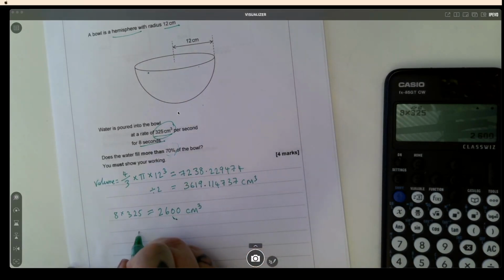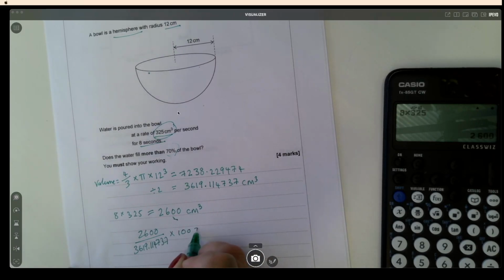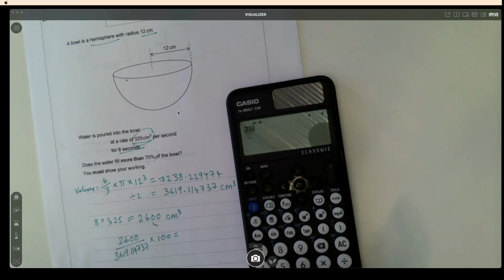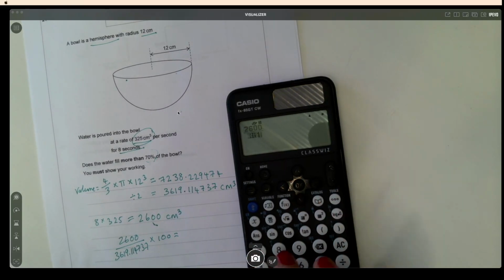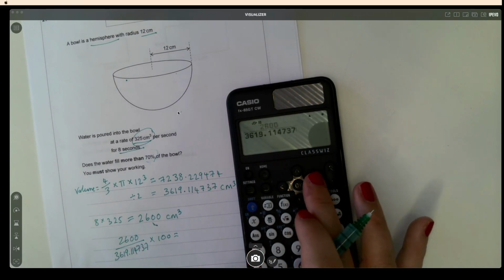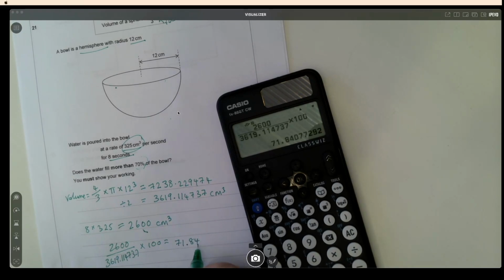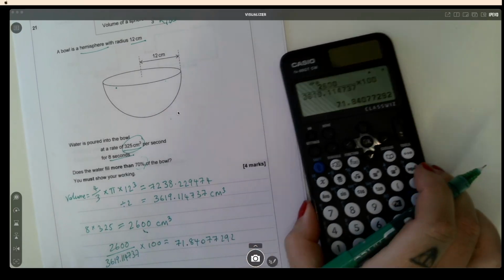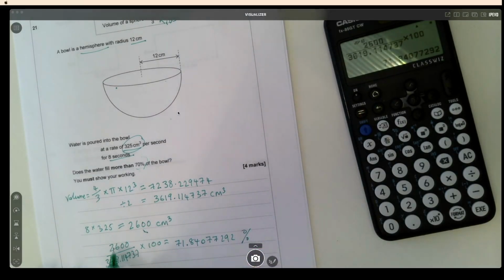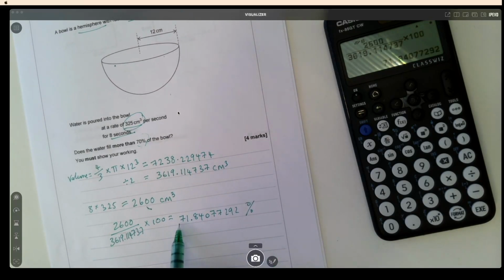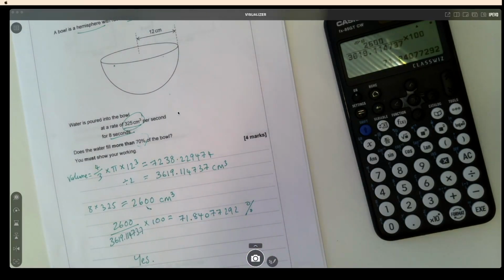So let's work it out. We've got 2,600 over our volume, 3619.114737, and then we're going to multiply it by 100. That gives us 71.84077292. That's our percent, because we're dealing with the amount that we have out of the total amount multiplied by 100. So 71% is more than 70%, so you can just say yes at the end there.